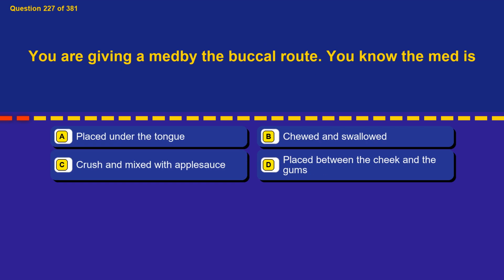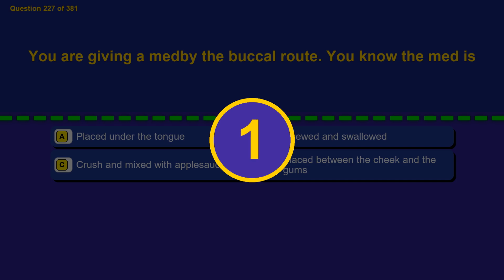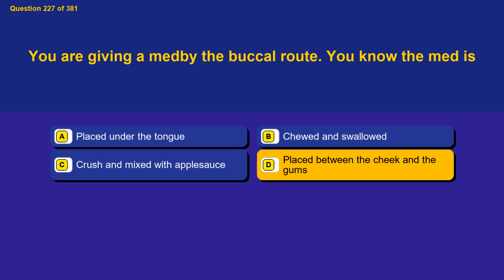Question 227. You are giving a med by the buccal route. You know the med is. Option A. Placed under the tongue. Option B. Chewed and swallowed. Option C. Crushed and mixed with applesauce. Option D. Placed between the cheek and the gums. The correct answer is option D. Placed between the cheek and the gums.